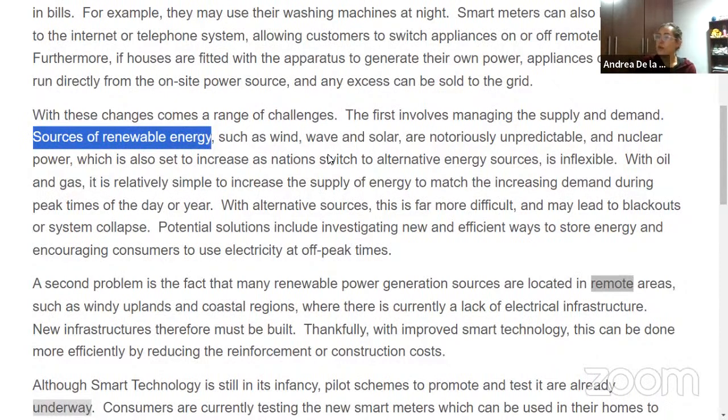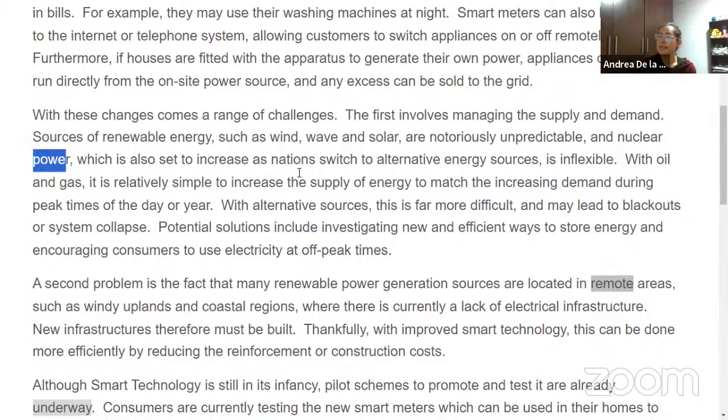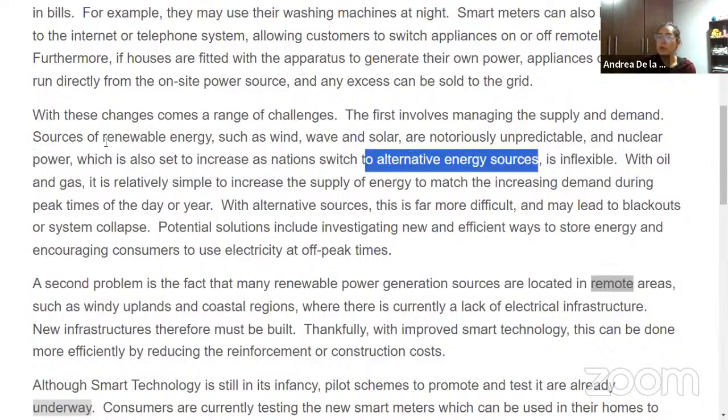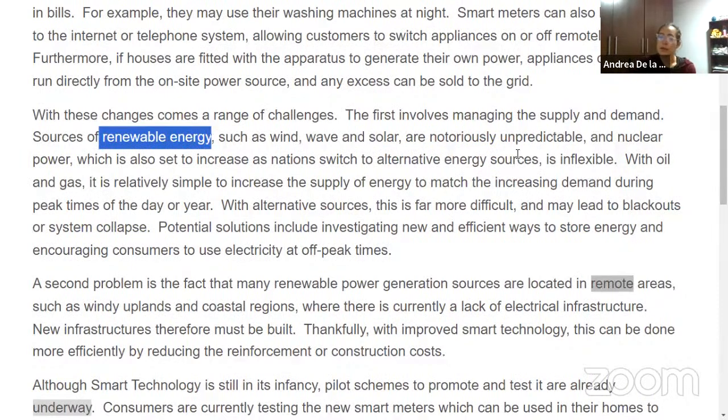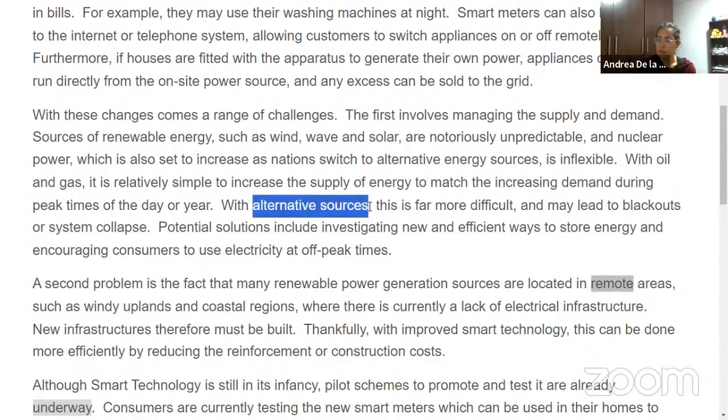Okay, good. So they're asking for the problem with sources of renewable energy. What is the problem? They say that they are notoriously unpredictable. That is the problem, guys. Because then they start talking about nuclear power, which is an alternative energy source, but it's not a renewable energy source. It's not the same, right? They say that nuclear power is inflexible. Then they start talking about oil and gas, which is not related. And then they continue talking about alternative sources.